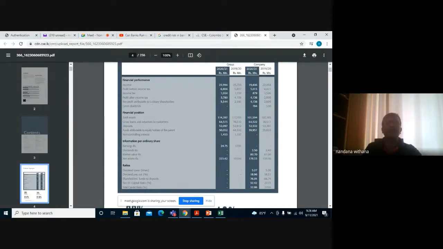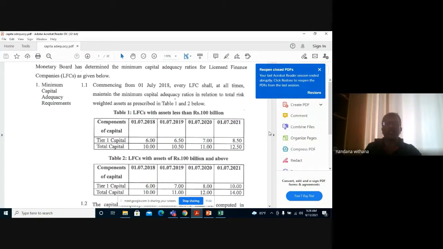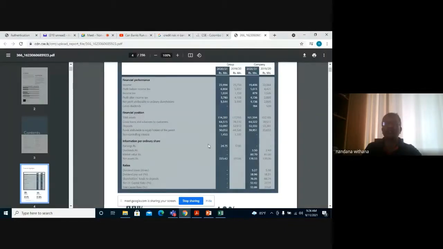8.5. Okay, we'll see that. Expected Tier 1 capital 2021, 8.5. Tier 2 capital, we call it supplementary capital, 12.5. 8.5, 12.5. Now, central finance, the heavyweight in that side. Tier 1 capital, 32%. Total capital, again, 32.8.